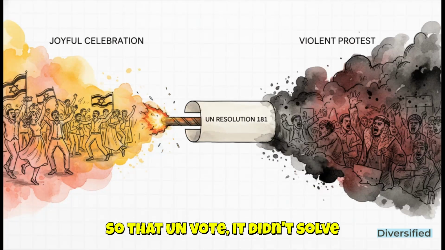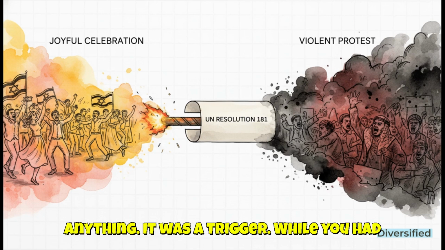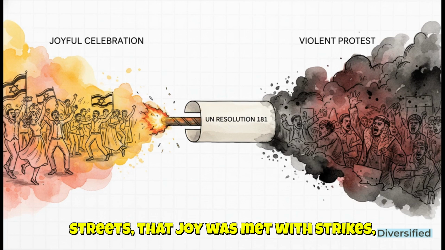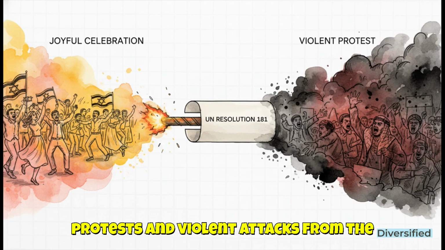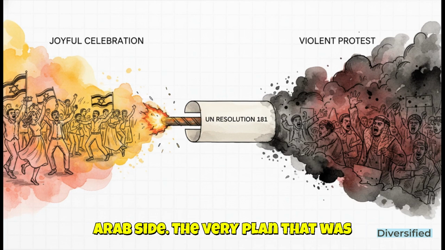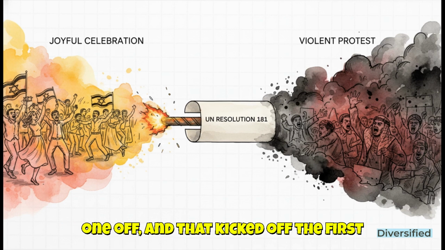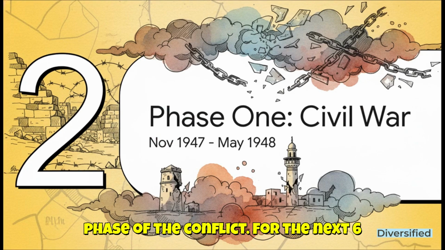So that UN vote, it didn't solve anything. It was a trigger. While you had Jewish communities celebrating in the streets, that joy was met with strikes, protests, and violent attacks from the Arab side. The very plan that was designed to prevent a war had just kicked one off. And that kicked off the first phase of the conflict.